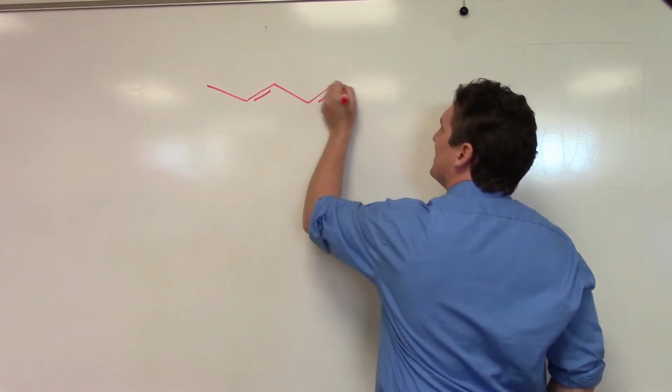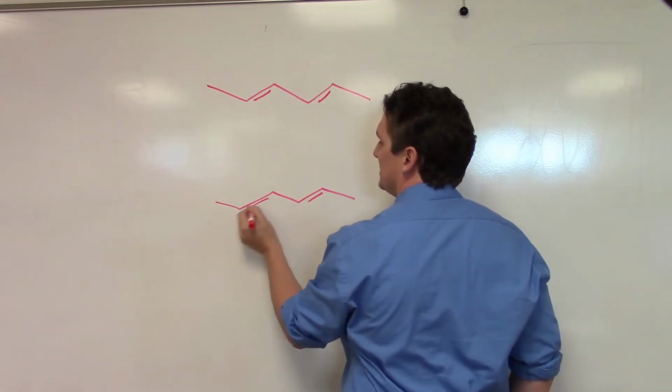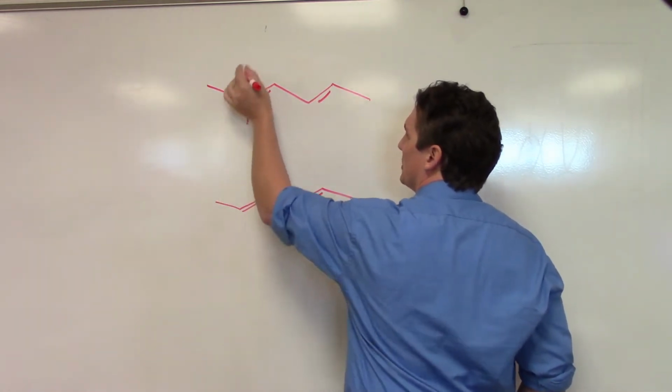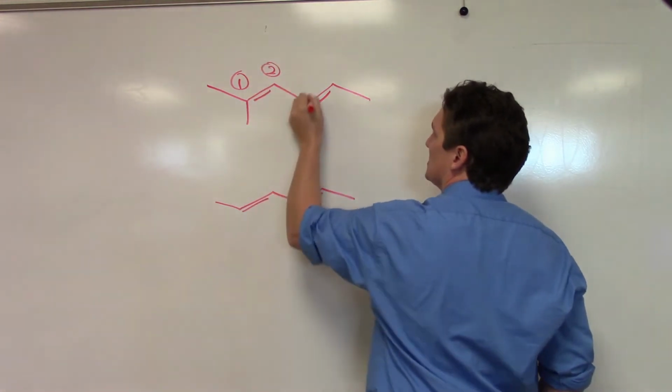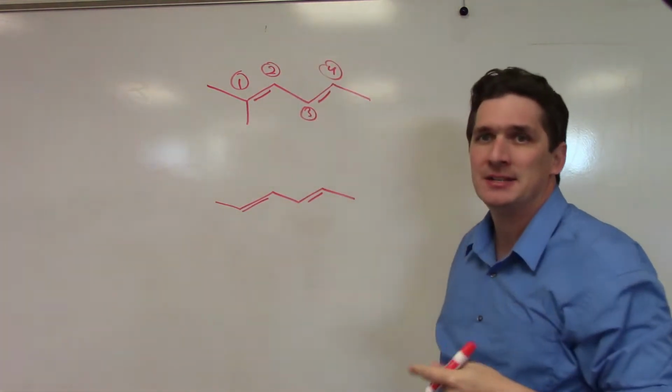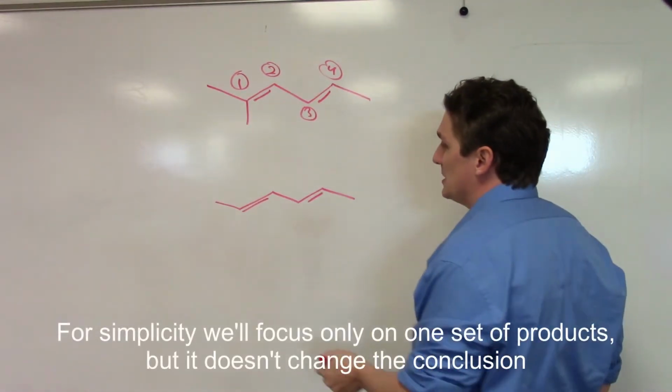Let's say I have my asymmetric diene, and I'm going to have one situation where I've got the methyl group on the first carbon, and we're only going to consider this ordering. I talked about in a previous video how if you have asymmetry, you've got to consider both. We're just going to focus on one set of kinetic products here.